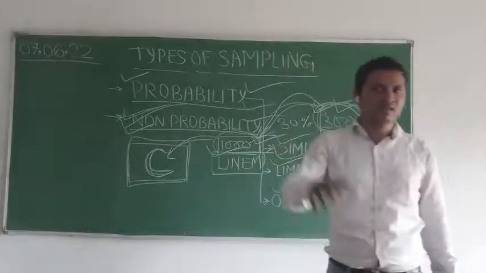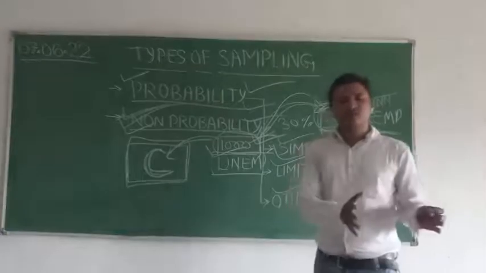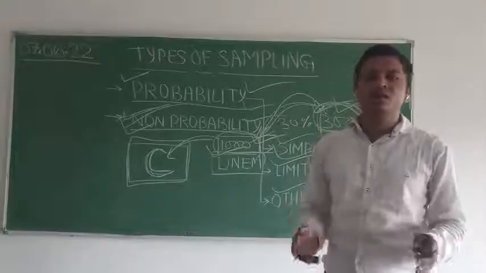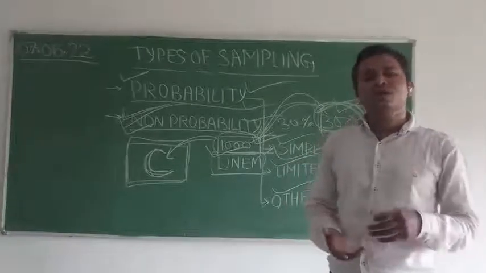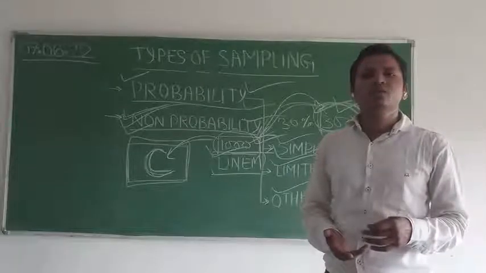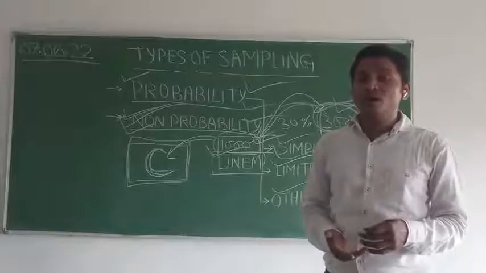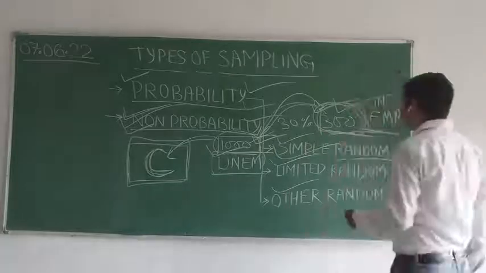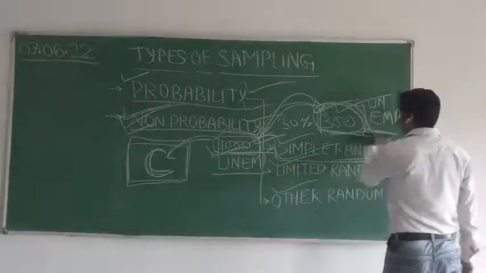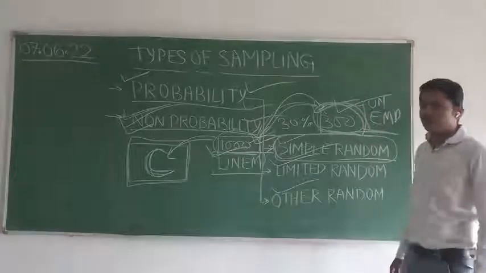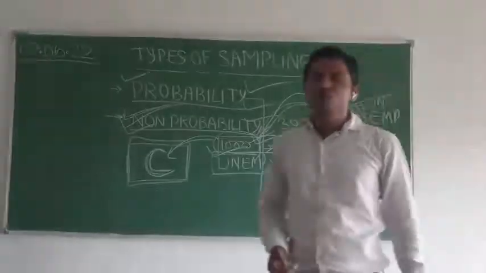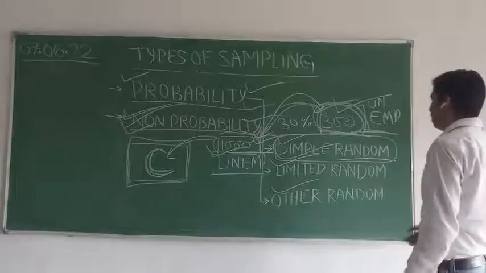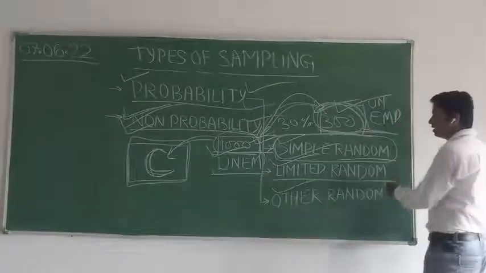We have not planned that we have to choose only this age group or this type of people. We can randomly choose the people we want to study, who are suitable for our research topic and the objectives of our research work. So this is called simple random sampling. In simple random sampling, everybody has an opportunity to be selected as a sample randomly. And the second type is limited random sampling.